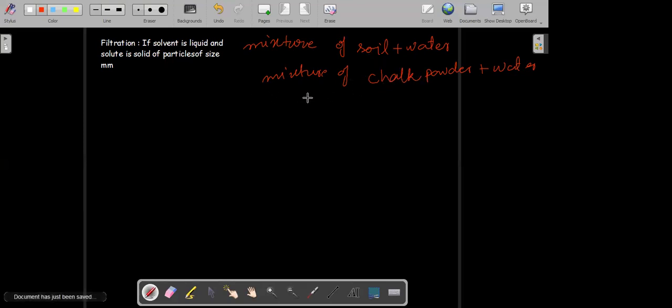If you take a filter paper, the filter paper has very tiny pores. So the particles which are bigger than the size of the pores will get separated out with the use of the filter paper. Then there is still another method for separating substances where you have an insoluble solute. Either you can use filter paper or you can use sedimentation and decantation.